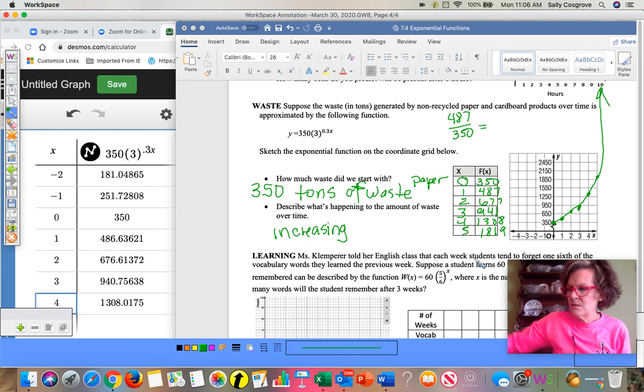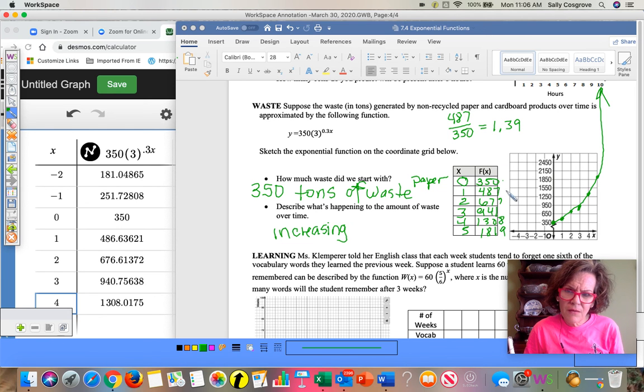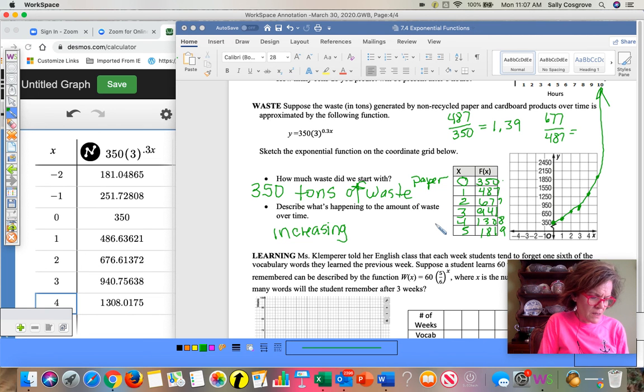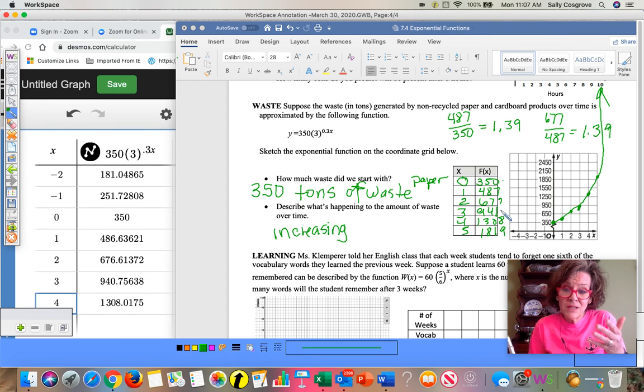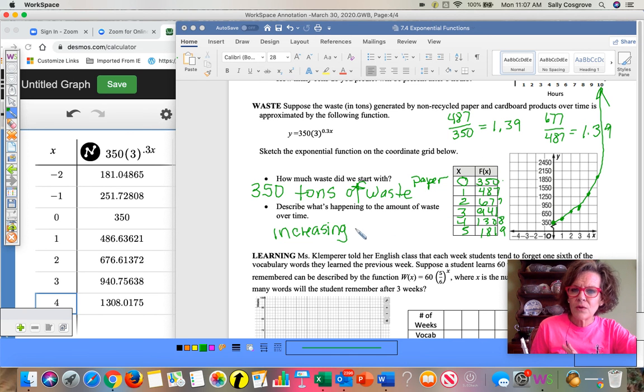All right. So 1.39. Now let's see. Does that work to get from the second one to the third one? All right, let's find out. 677 divided by 487. Guess what? 1.39. And I'll just tell you for the sake of time that if you went in and tested each one of these, it would be approximately 1.39. We have to round it because the further decimals down are slightly different, but it's approximately 1.39 each time. So it's increasing by a constant rate.